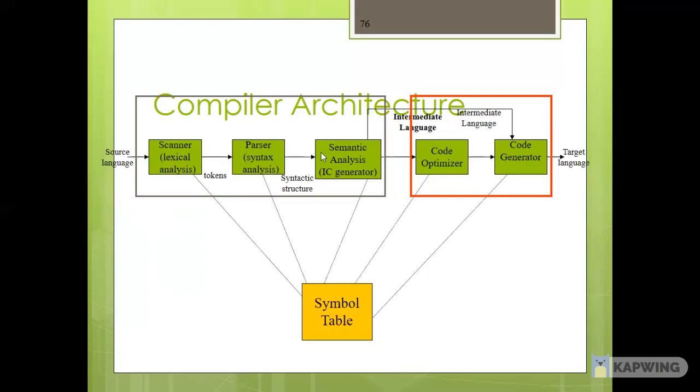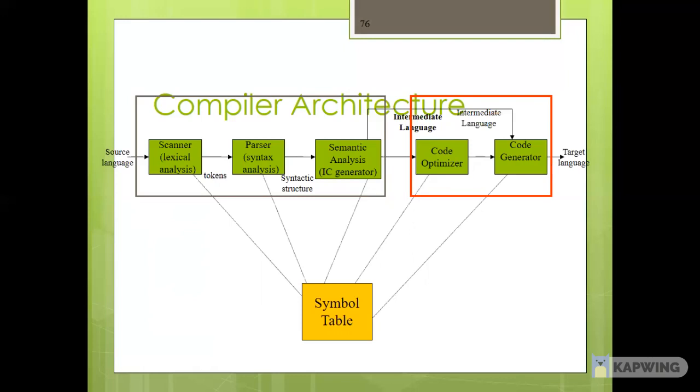Then it will go to the semantic phase. In this semantic analysis, the syntactical structure is checked, and then it will generate the intermediate code. Intermediate code will be given to the code optimization, and then the target code will be generated. The data structure generated by the compiler is a symbol table, and it will generate the target code.